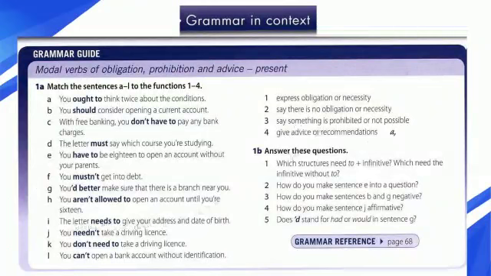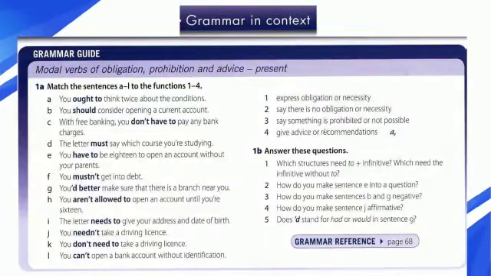Okay, I. The letter needs to give your address and date of birth. So I should go with number 1, express obligation or necessity. Then we go to J. You needn't take a driving license. So J, you needn't, which means no obligation or necessity, with number 2. K, you don't need to take a driving license. So K also with number 2, no obligation or necessity. The last one, L. You can't open a bank account without identification, which is ID. So L goes with number 3, say something is prohibited or not possible.